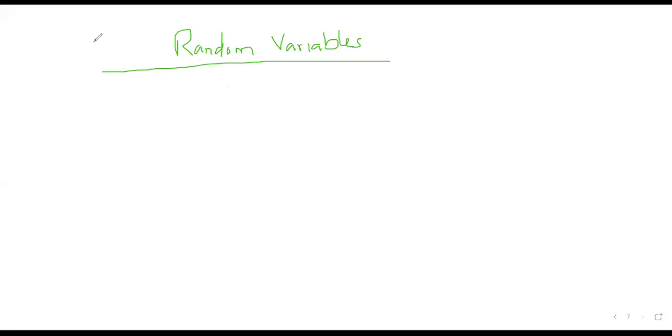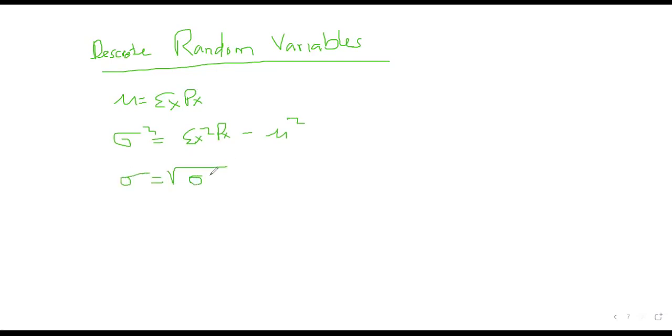So discrete random variables is the easiest. I must confess. When dealing with discrete random variables, we just want to know how to calculate the mean, which is summation of x times the probability of x. And we also want to find the variance, which is summation of x squared times the probability of x minus the mean squared, and the standard deviation, simply the square root of the variance. That's all.